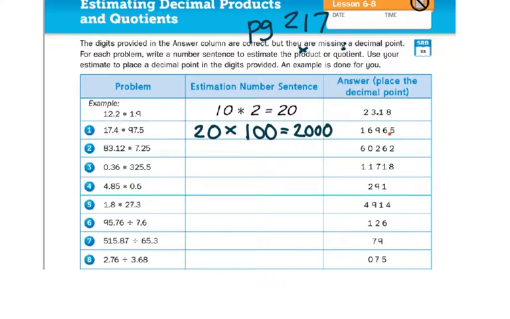Number 2, 83 and 12/100 is closest to 80.